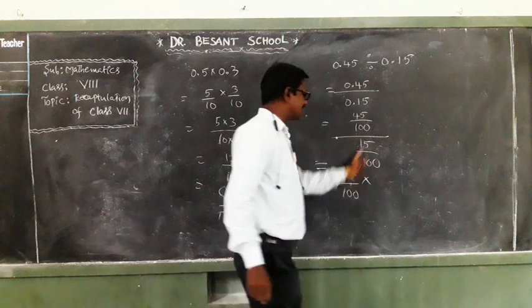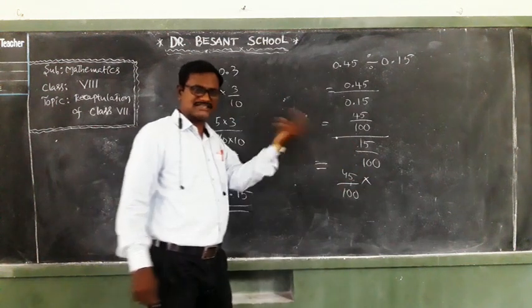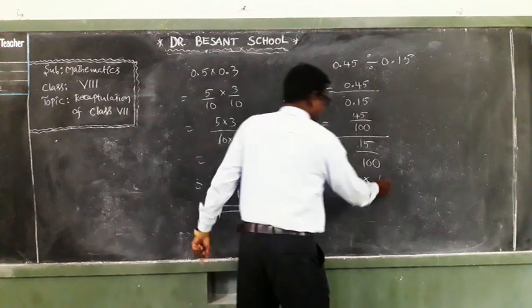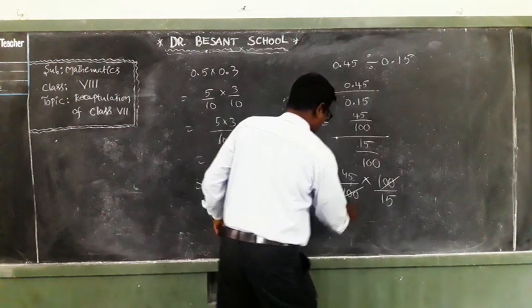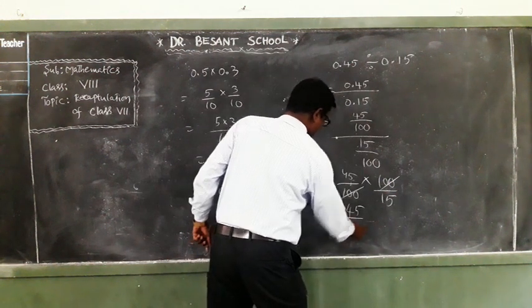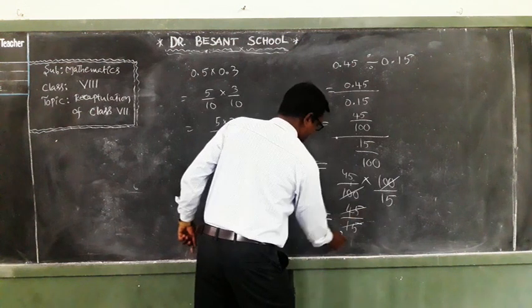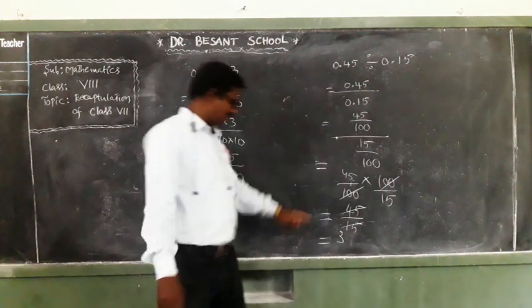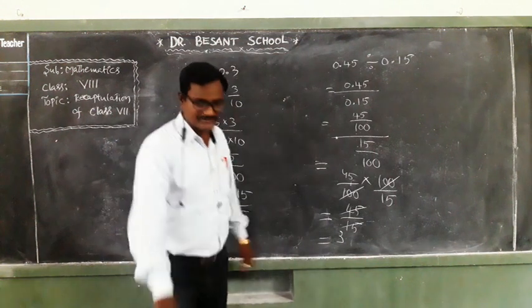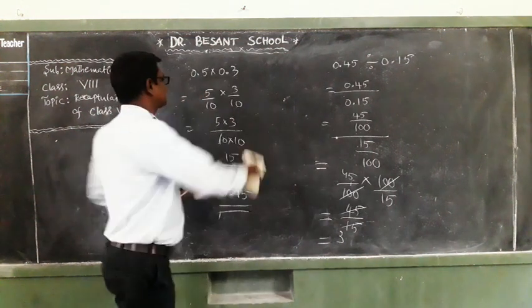When you send this denominator 15 by 100 to the numerator, it becomes its reciprocal, that becomes 100 by 15. Means 100 cancels. It is 45 by 15. 15 how much of 45? 3 are. So what is the value of 0.45 divided by 0.15? 3. So we completed all these things in the previous class 7.